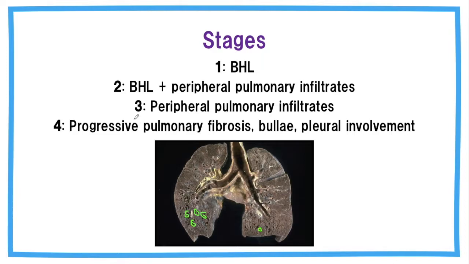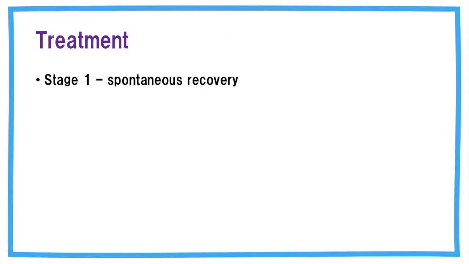In patients who are stage 1, or in other words, have BHL as their only finding, treatment is often not given beyond NSAIDs and bed rest in acute cases, since this often does tend to resolve by itself without any intervention. In more widespread and severe cases, though, we can use corticosteroids, such as prednisolone.